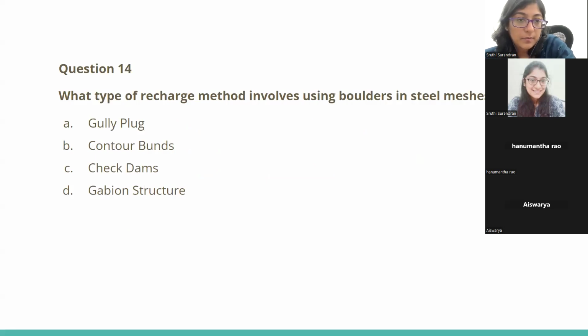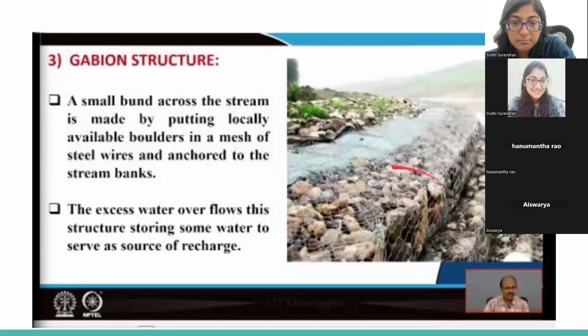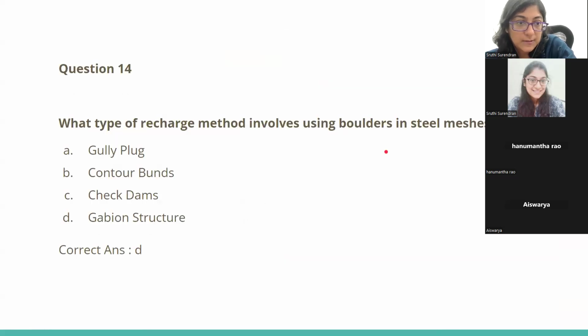Now, based on the type of natural recharge method, what type of recharge method involves using boulders and steel meshes? Correct answer, it's the gabion structure. Big stones are placed inside steel meshes, and these are called gabion structures. So the correct answer is option D.